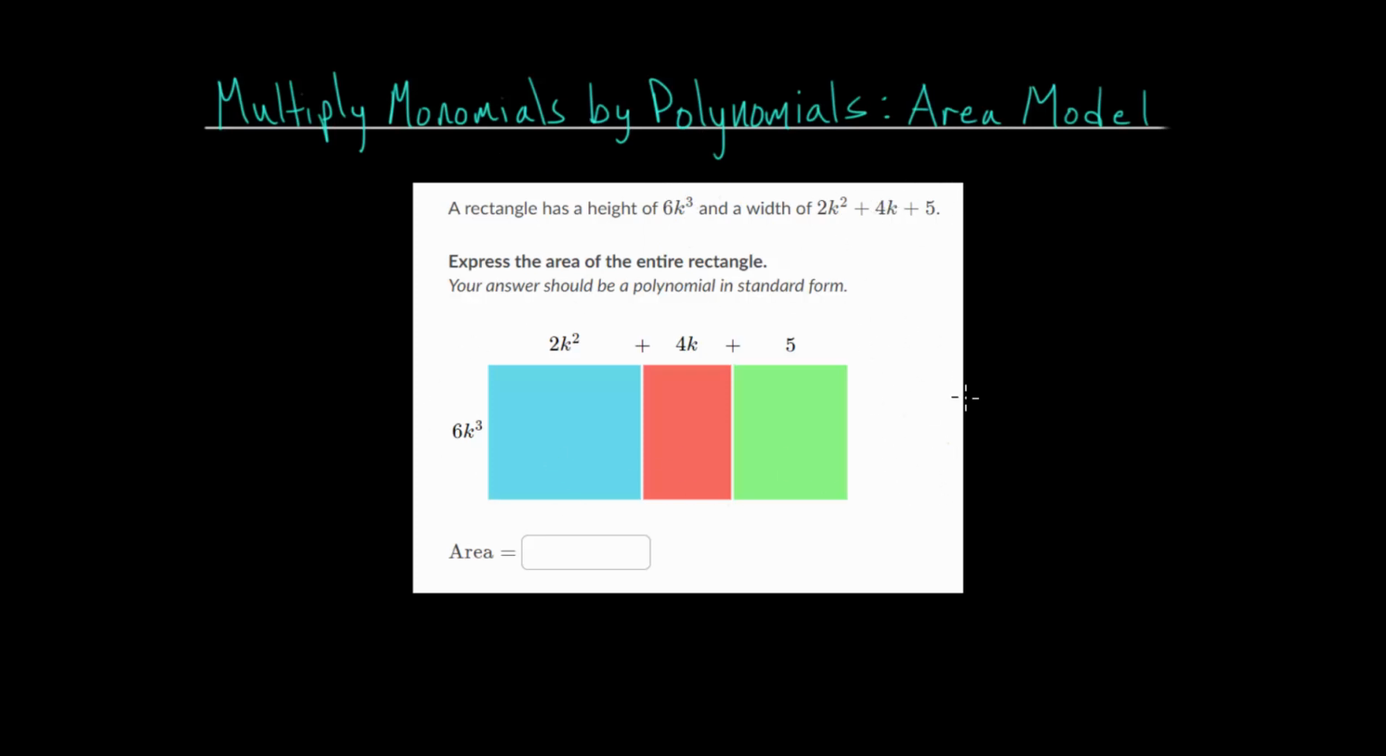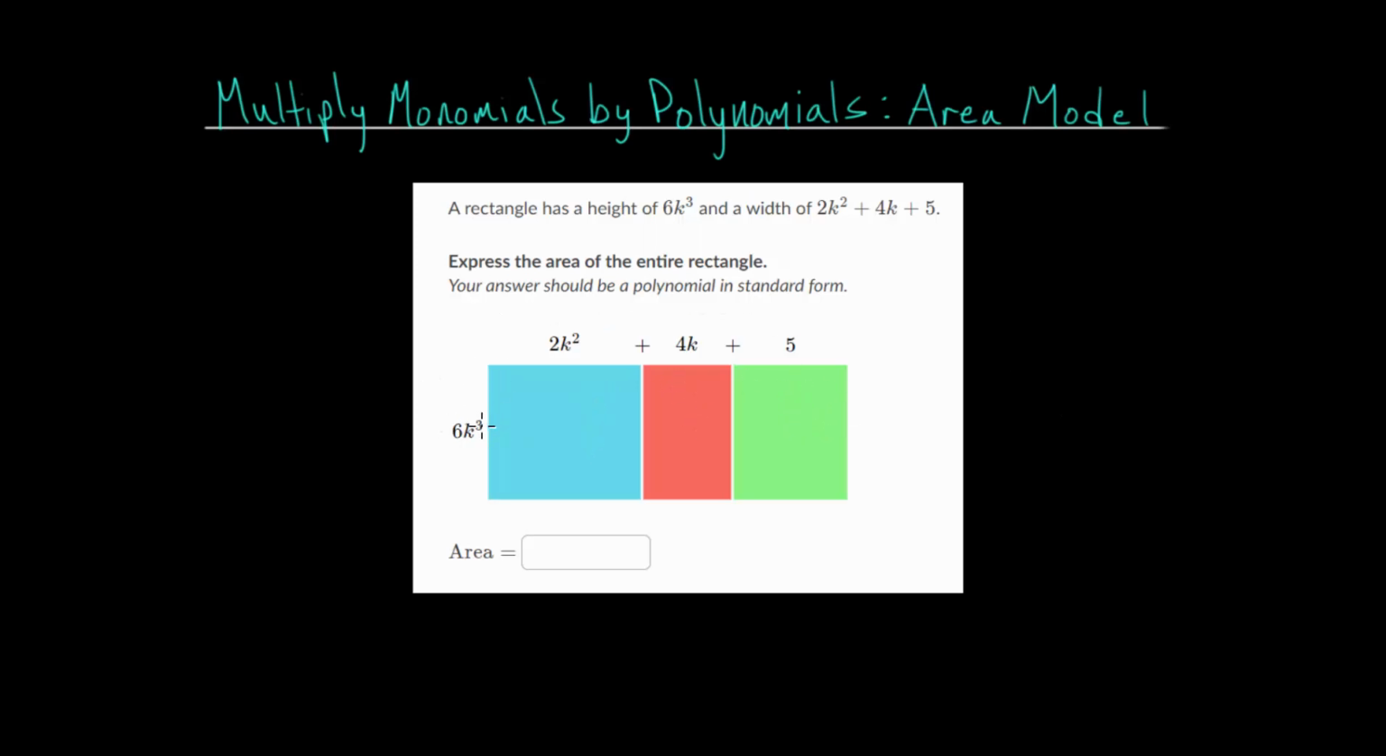So when looking at the specifics of this, we will take our height, the 6k to the third, and multiply it by each of the terms in the polynomial. And since there are three terms, we're going to get the area of three different rectangles. And once we find the area of each of these rectangles, we can just add them together to get the total area of the entire rectangle, which will be the complete product for multiplying this monomial by the polynomial. So let's just start going through and finding the area of each of these rectangles.